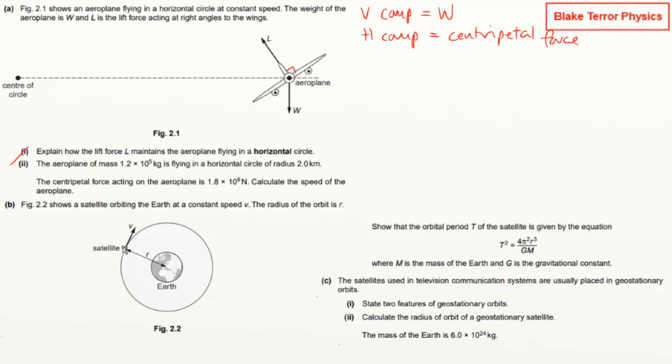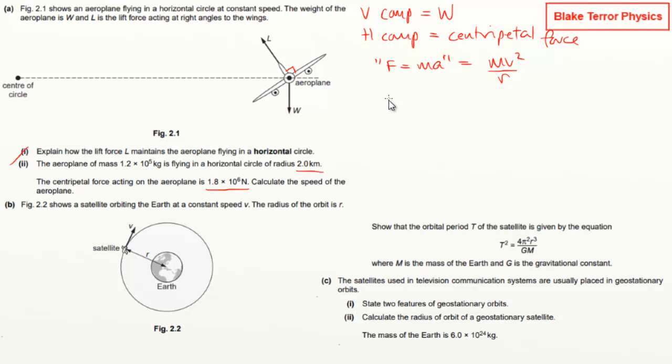An aeroplane has mass 1.2 times 10 to the 5 kilograms, flying in a horizontal circle of that radius. Centripetal force is that. Calculate the speed. Right, so we're doing Newton's second law. We're doing our F equals ma, and that is going to be equal, of course, to mv squared over r, because we're moving in a circle.